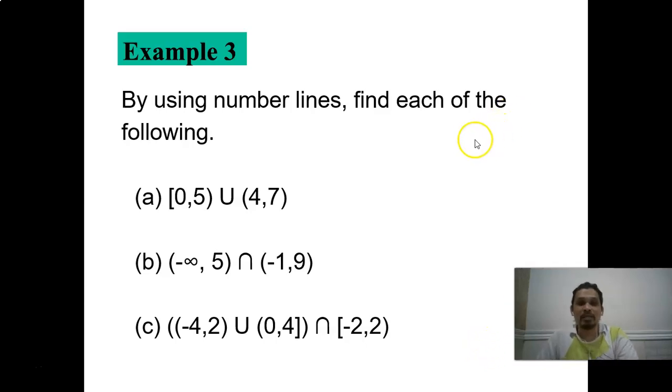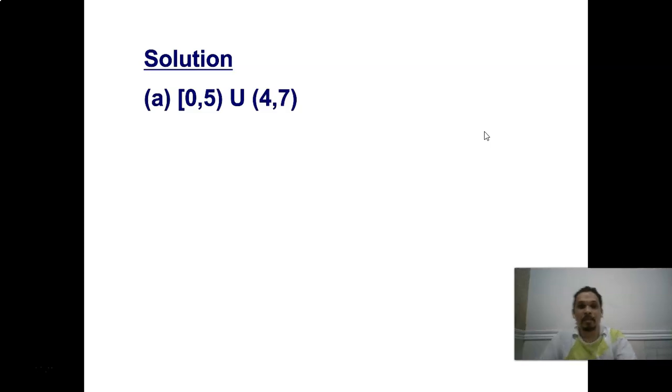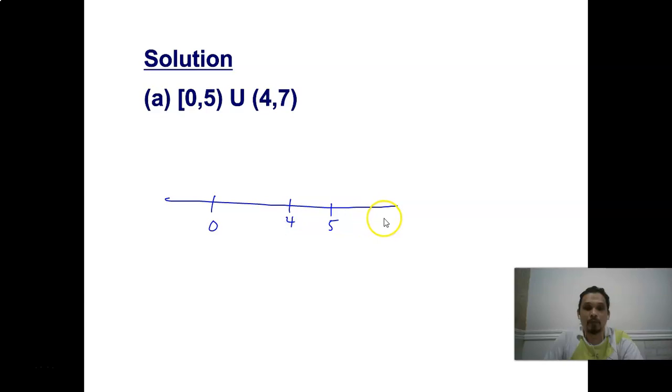Okay, by using number line, find each of these following. Okay, the first one here, from 0 until 5, and then 4 to 7. So the first set here, from 0 until 5.